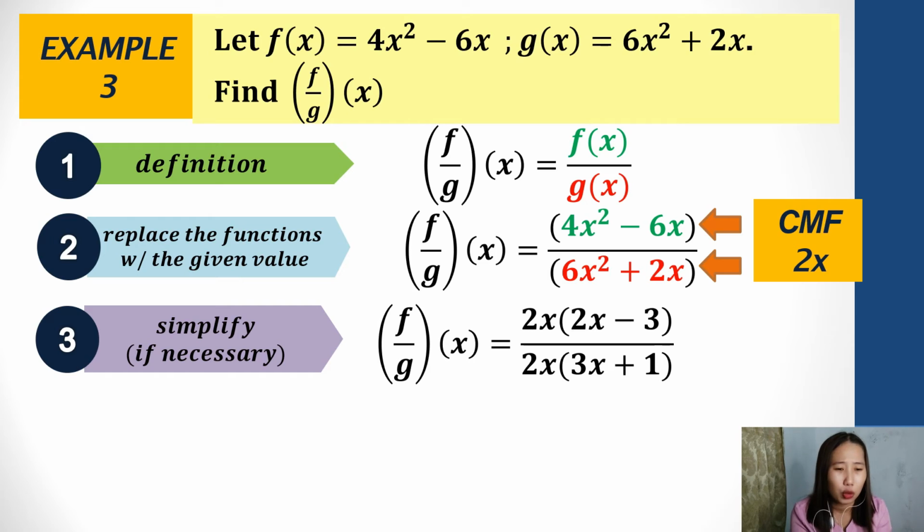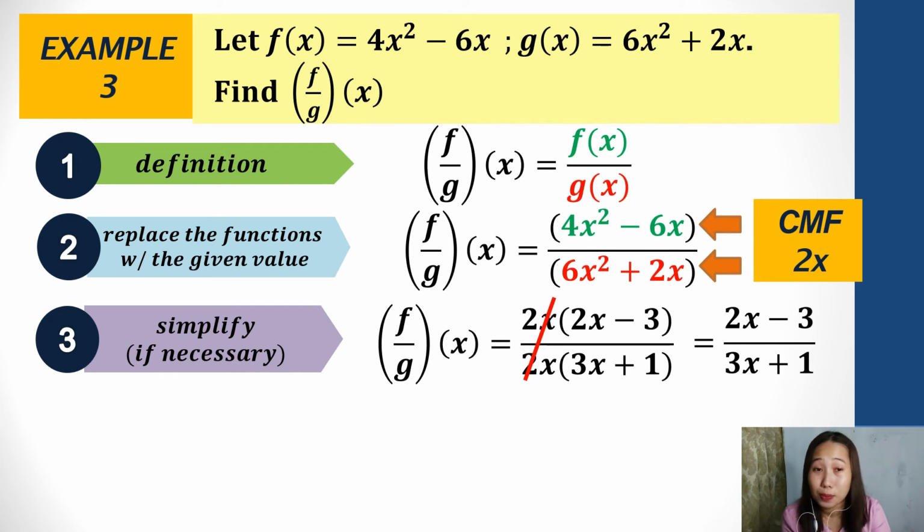So, saan galing si 2x minus 3? Ito yung imumultiply natin sa 2x para maging 4x squared minus 6x. Okay? And then, 2x times quantity, 3x plus 1. So, mas-simplify pa ba natin to? Yes. By canceling out 2x since it results to 1. So, pwede na natin siyang i-cancel out. And now we have 2x minus 3 over 3x plus 1.